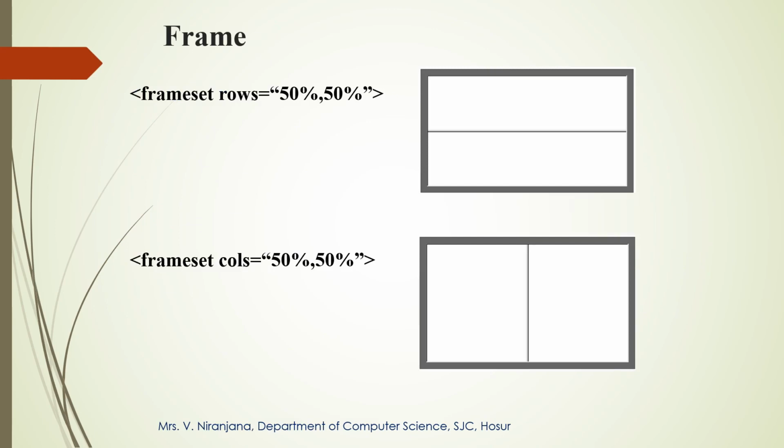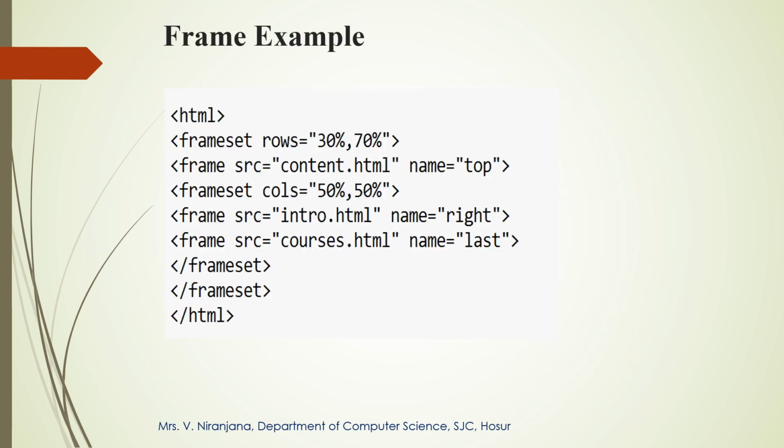Next, we can see the different ways in which we can divide. The first image shows we can divide the frameset as rows. So 50 and 50%, and the second one shows frameset as columns. We have divided the window into two different columns.